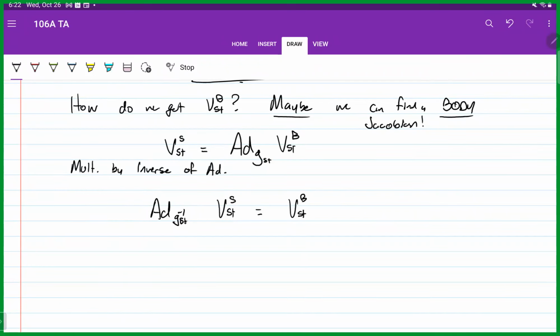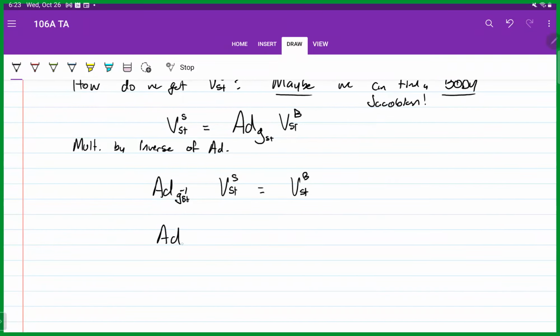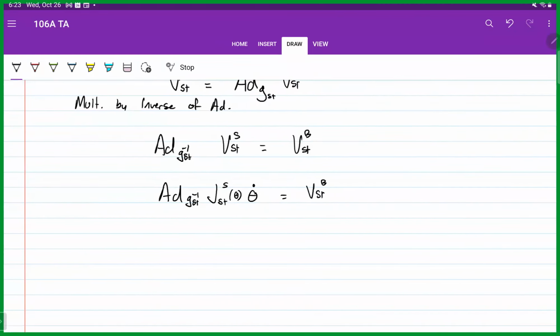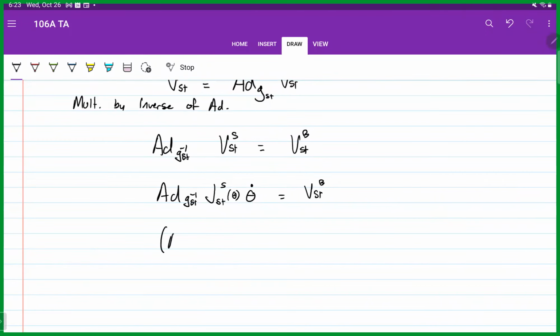All right, so let's try and write V_st spatial in terms of its Jacobian, because remember, we're trying to find a map from theta dots to our body rigid body velocity. So this is going to be equal to the adjoint of g_st inverse, and V_st spatial is our J_st spatial, our Jacobian, which is a function of theta, multiplied by our vector of joint velocities, which is equal to V_st body. Now here's what we have. I'm just going to rewrite this with parentheses: the adjoint of g_st inverse times J_st spatial of theta, multiplied by theta dot.